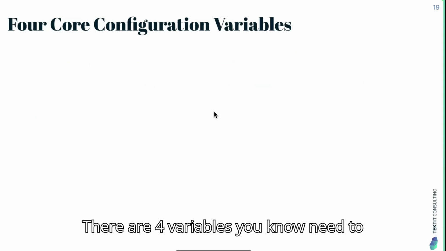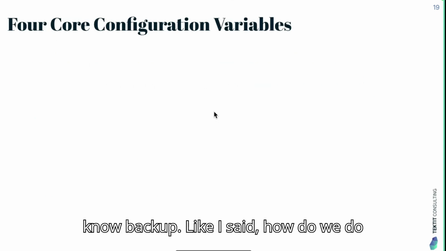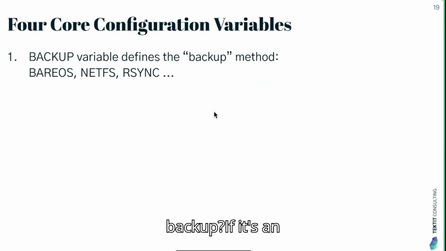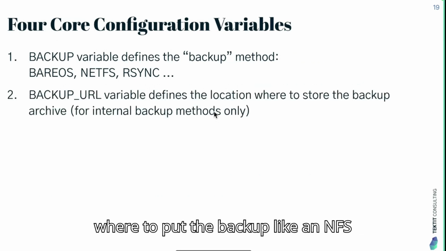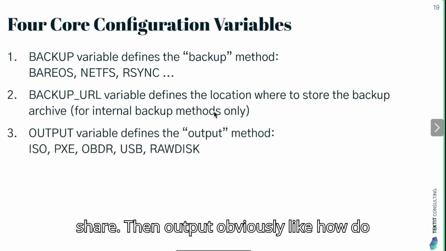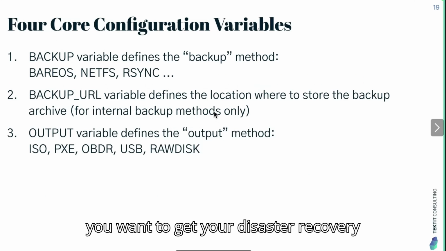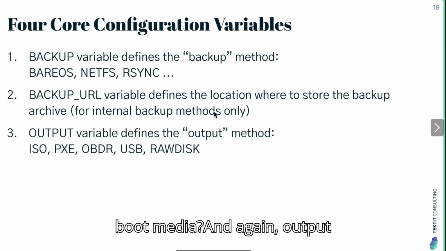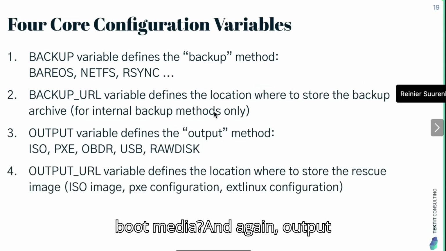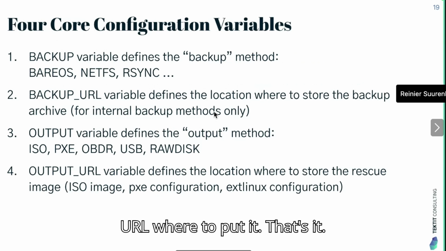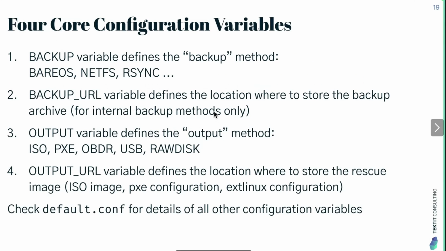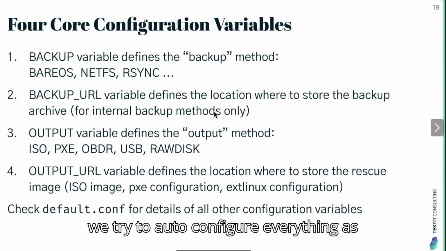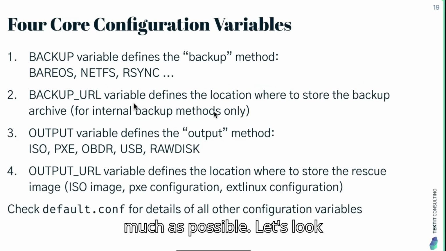There are 4 variables you need to know. BACKUP, like I said. How do we do backup? If it's an internal backup, then you need to tell it where to put the backup, like an NFS share with BACKUP_URL. Then OUTPUT, obviously, like how do you want to get your disaster recovery boot media? And again, OUTPUT_URL, where to put it. That's it. Everything else is totally optional, and we try to auto-configure everything as much as possible.